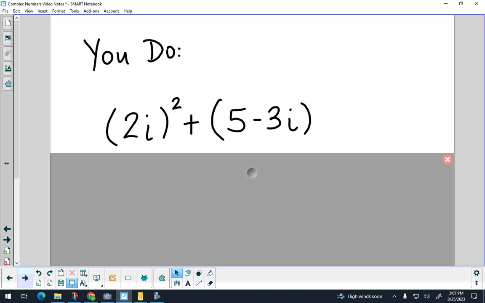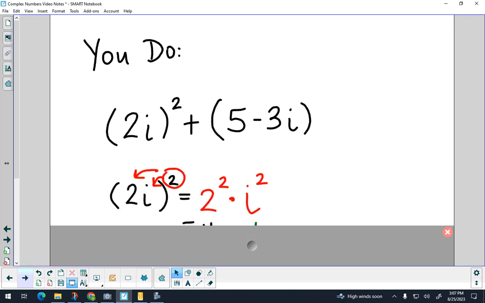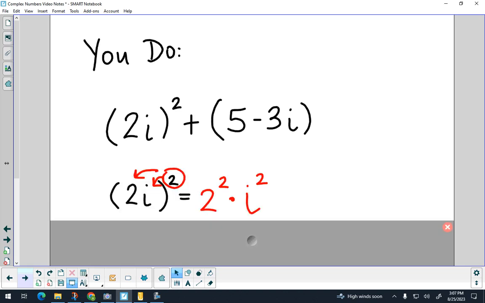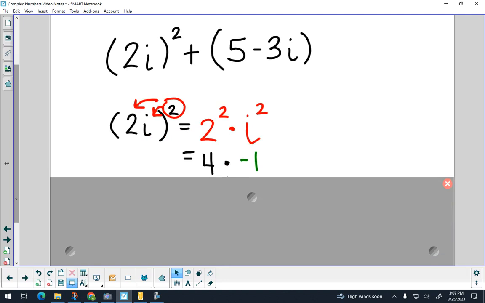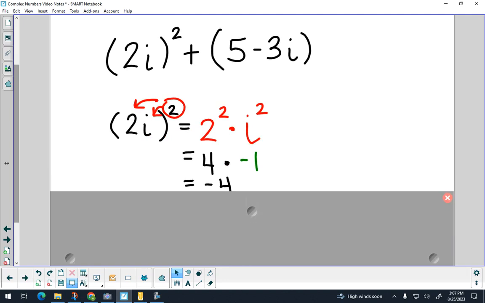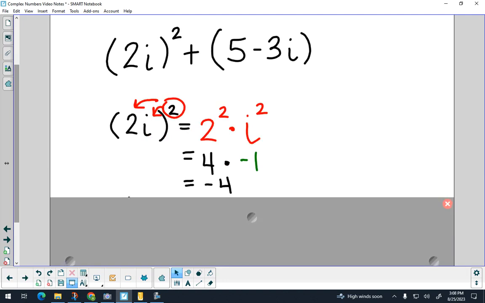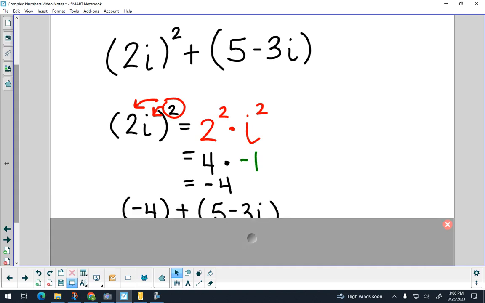Okay, hopefully you tried it. So same thing. This 2 goes to both the 2 and the I. So I have 2 squared times I squared. 2 squared is 4, and we already know that I squared is -1. That should come to memory. And that we know that 4 times -1 is -4.